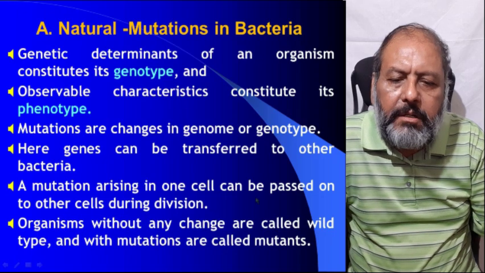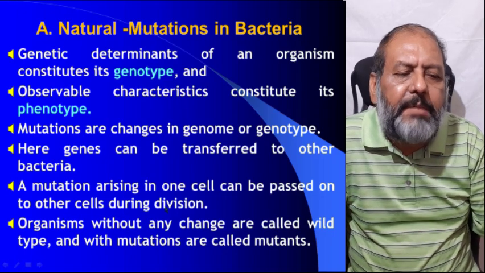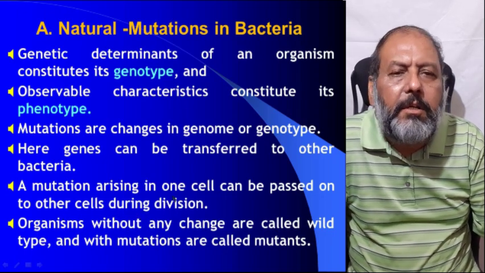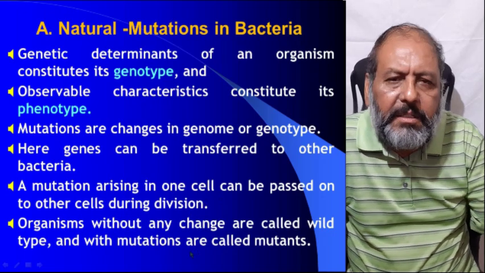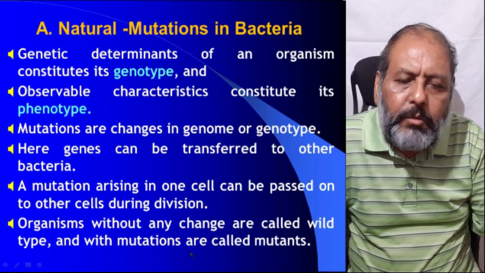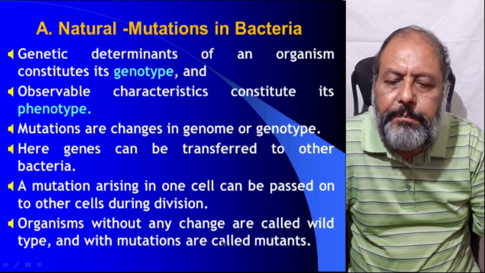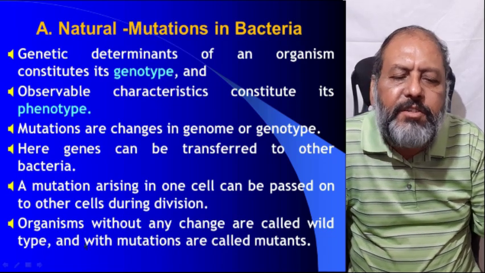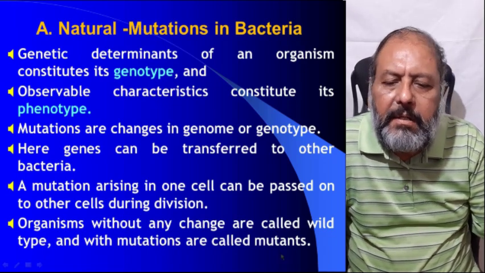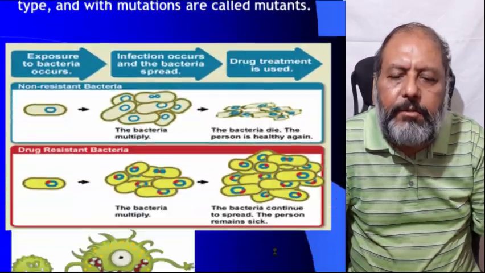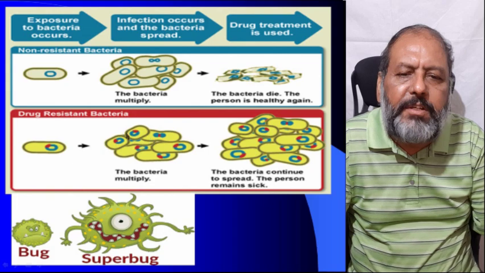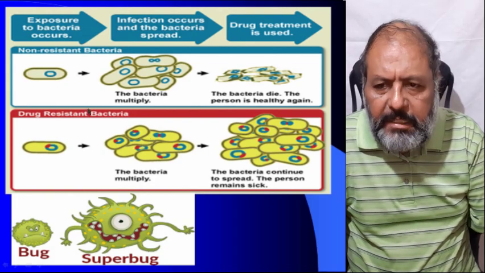A mutation arising in one cell can be passed on to the other cells during the division and to have the same characteristic as the mother was having, that is going to be transmitted to the daughter. Organisms without any change are called wild type, and with mutation are called mutants. So mutants are those which get some information from the mother cell.